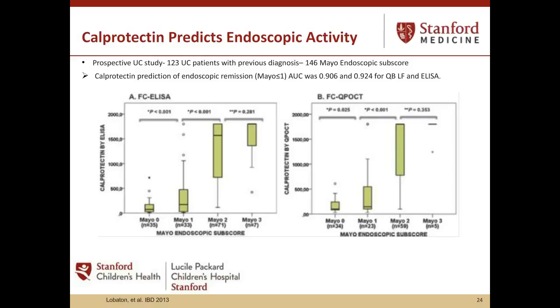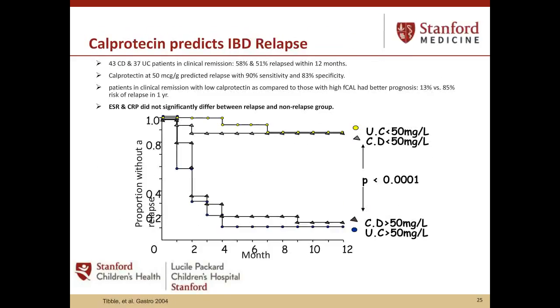So it was about 90 to 92% in terms of accuracy for detecting endoscopic remission. So we were able to confidently say that calprotectin predicts endoscopic activity. The second slide of the 3 here is that calprotectin actually predicts IBD relapse.